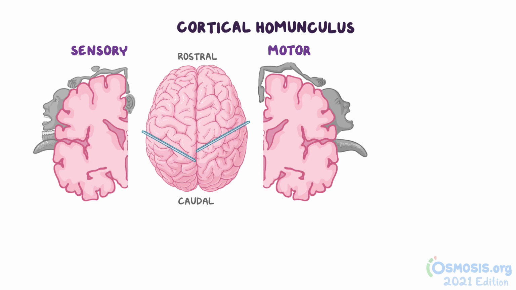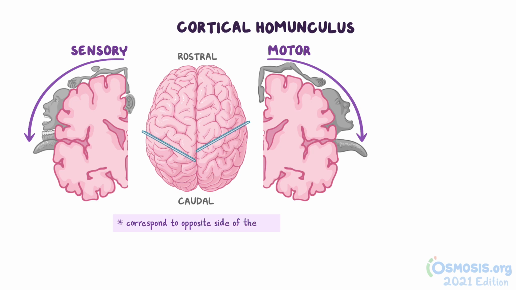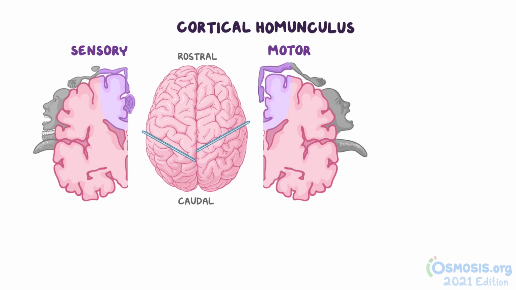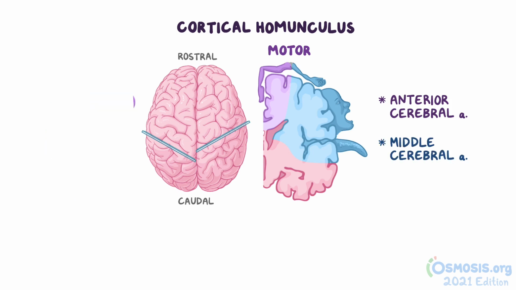The toes are represented first on the medial aspect of the cerebral hemisphere. Then, moving superiorly and then laterally, more superior parts of the body are progressively represented, until we see the face most lateral. The motor and sensory homunculi on each side of the brain correspond to motor and sensory functions on the opposite side of the body. The medial area of the homunculus, representing the lower body, is supplied by the anterior cerebral artery, while the lateral area, representing the upper body and face, is supplied by the middle cerebral artery.